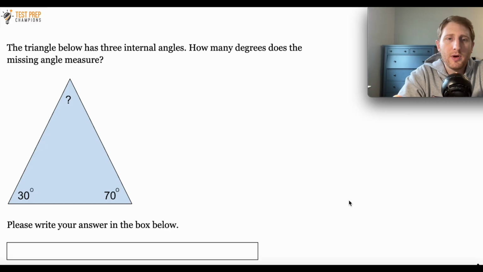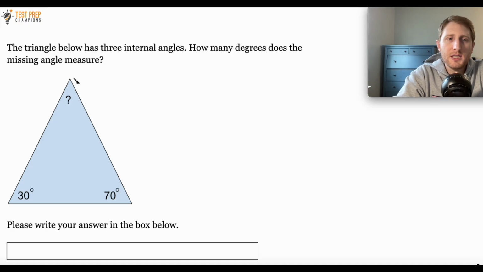The triangle below has 3 internal angles. How many degrees does the missing angle measure? Please write your answer in the box below. So let me give you a chance now if you'd like to pause the video, try to figure this out, take all the time you need, then whenever you're ready, just unpause the video and we'll talk about it.